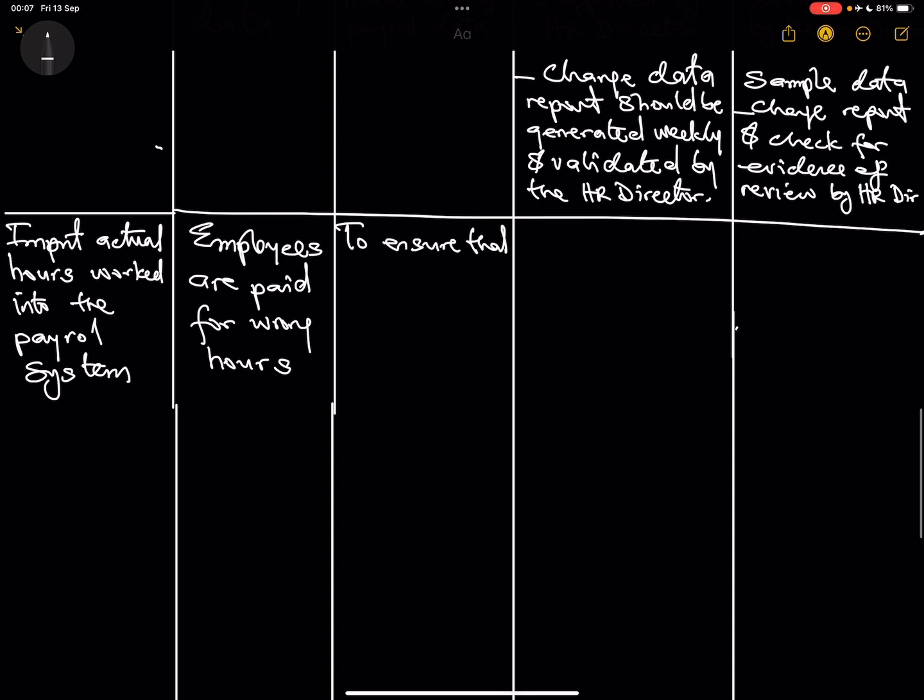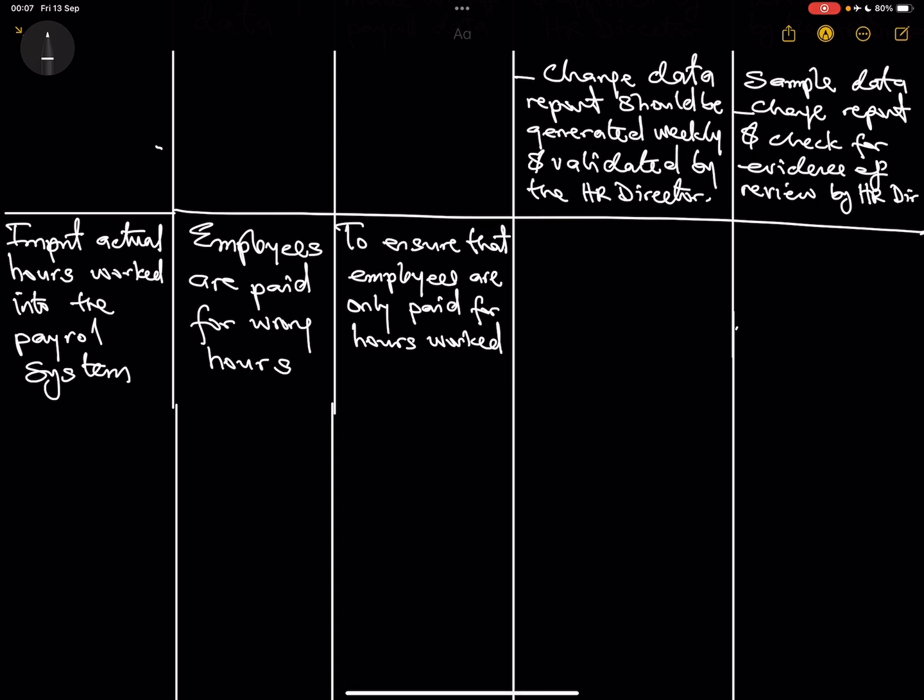And it looks so simple now, but you need to practice and try to create this table all by yourself. To ensure that employees are only paid for hours worked. That is the control objective.